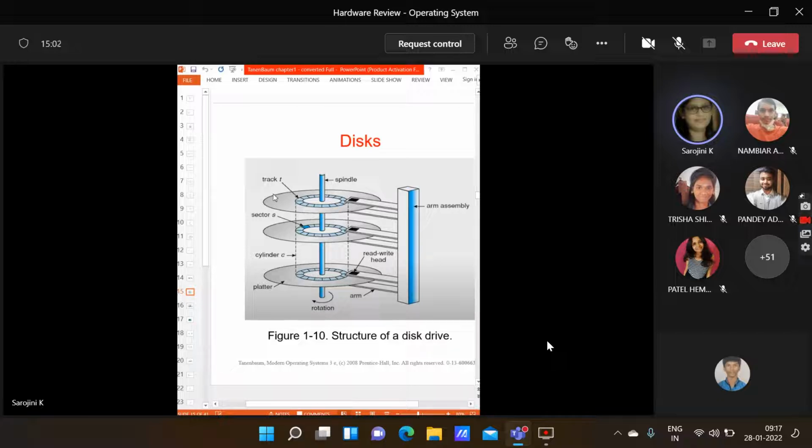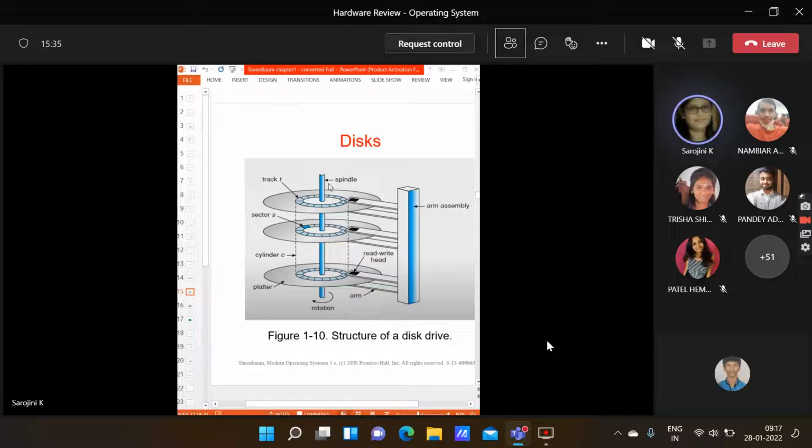This is one kind of architecture. What is the meaning here? The sector size is small in the inner tracks, and in the outermost layer each sector has more space, but the number of sectors is the same. This is one kind of architecture. But nowadays, the outermost tracks have more sectors compared with the innermost track.